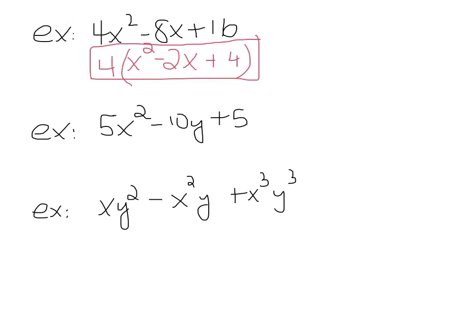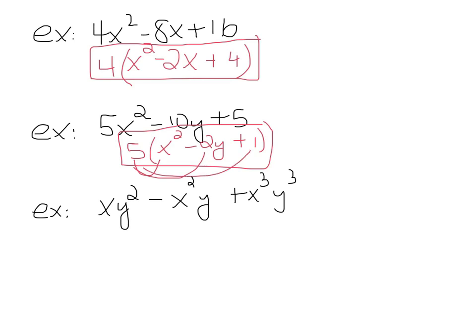The greatest common factor in the next one is a 5. We factor that out, and we are left with x squared minus 2y plus 1. Notice that we can very easily check these problems simply by distributing, by undoing factoring. And if we multiplied the 5 through, we would see that we get back exactly what we started with, which is what we're supposed to do.